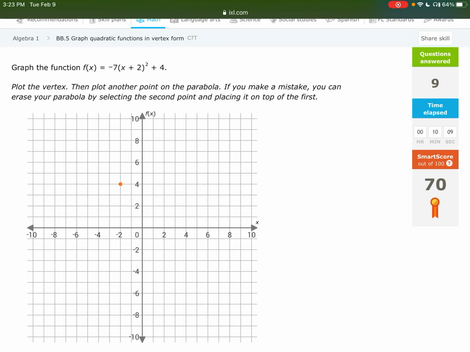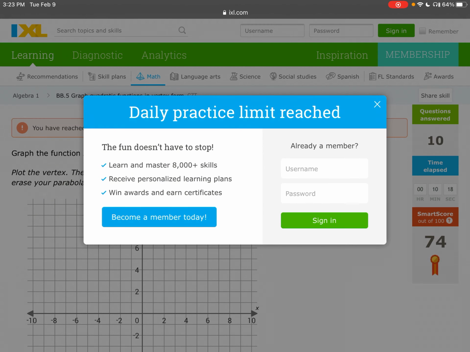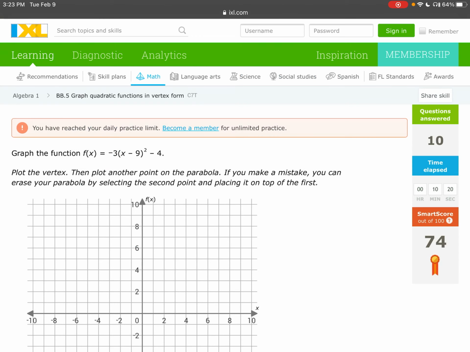Then my A is -7, so I'm going to step to the right 1 and count down 7. And I think I counted down correctly. All right, and I've reached my daily limit.